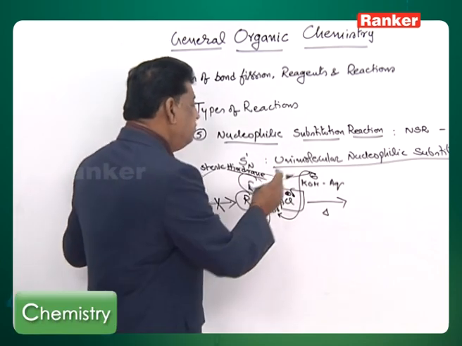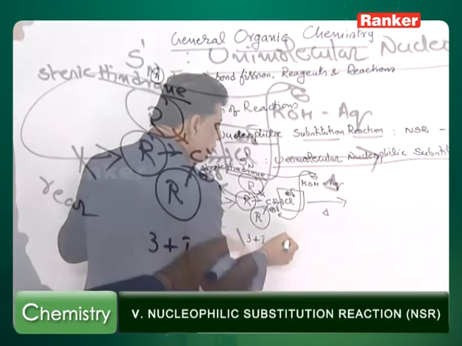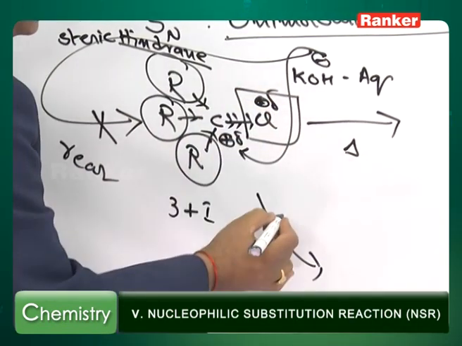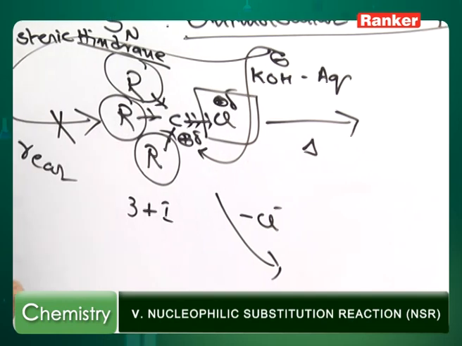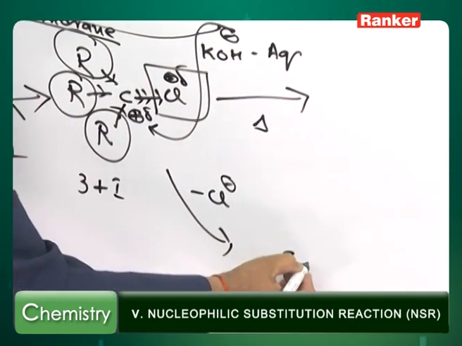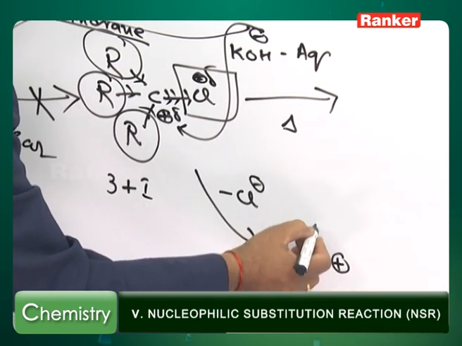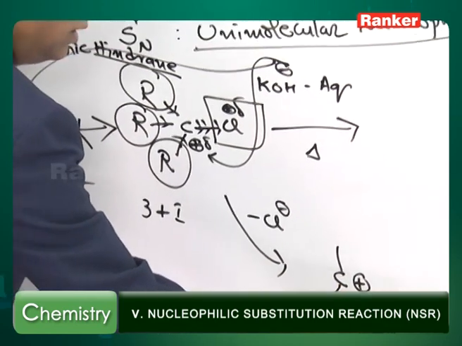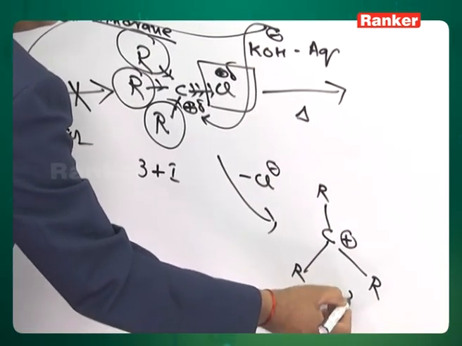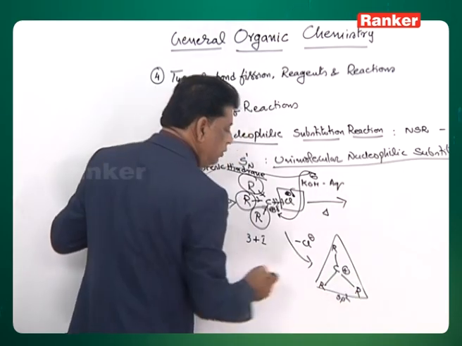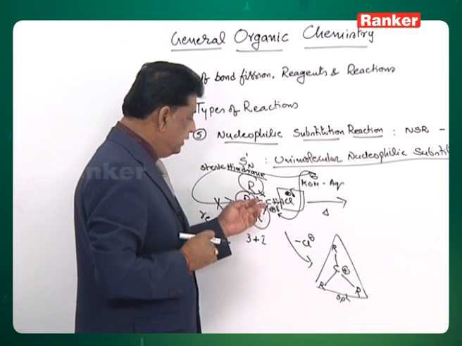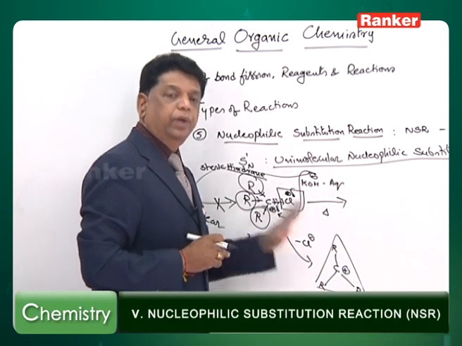That is why, even when OH is not there, a part of the alkyl chloride undergoes removal of Cl minus. If the Cl minus goes out, what happens? Carbon will become positively charged. This carbocation will have trigonal planar symmetry with sp2 hybridization. So three alkyl groups in a plane type of structure are formed. Once the Cl goes out, the tetrahedral carbon becomes trigonal planar.